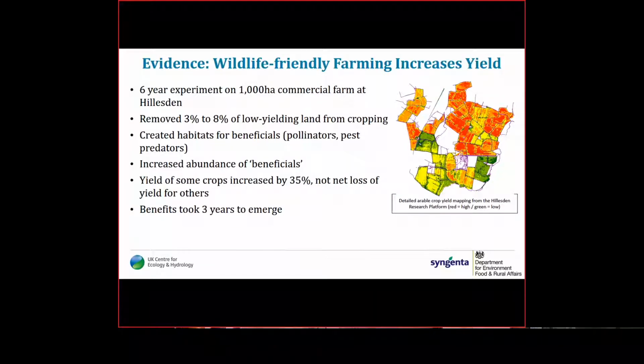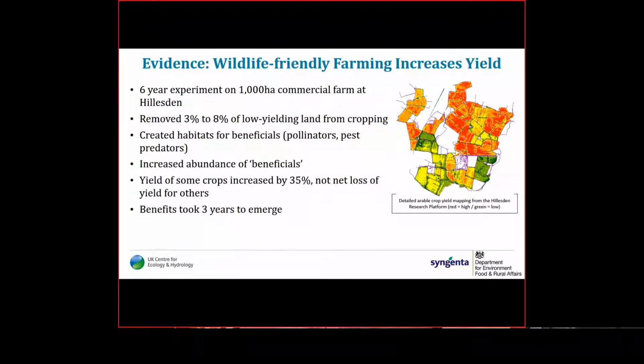In the HLS, we very much focused on habitats for beneficials. So lots of pollen and nectar, lots of wildflower mixes were put in, tussocky grass and things like that. The monitoring showed that we very much increased the abundance of the beneficials, the natural enemies of crop pests and crop pollinators specifically. But the benefits took quite a time to emerge. It took about 3 years for the populations to respond.